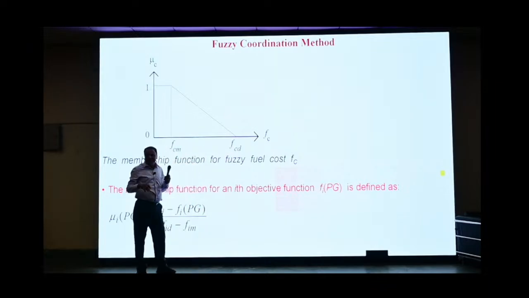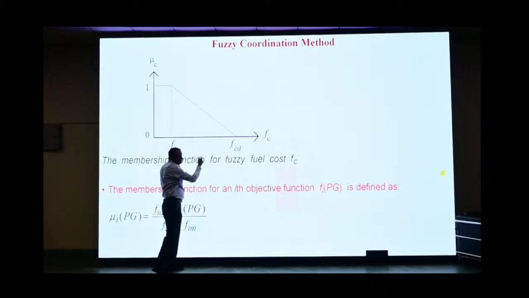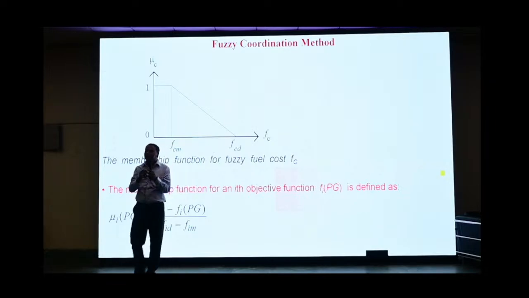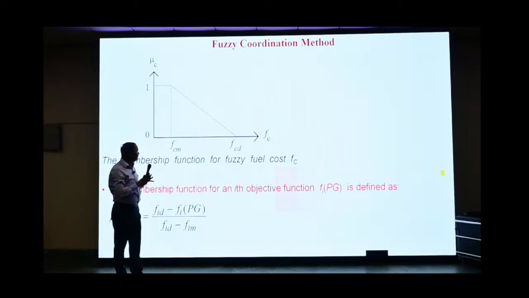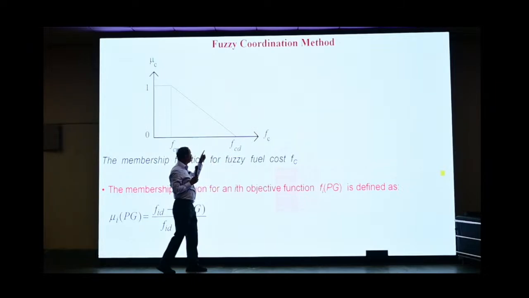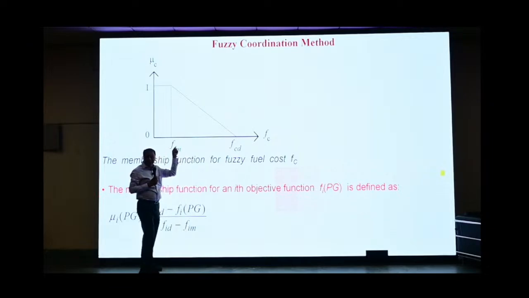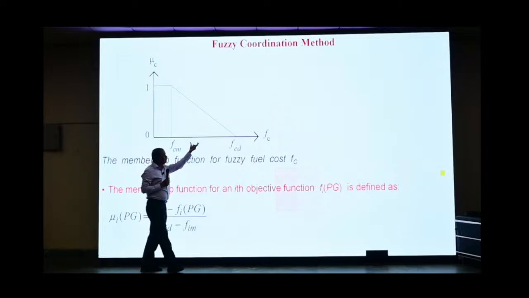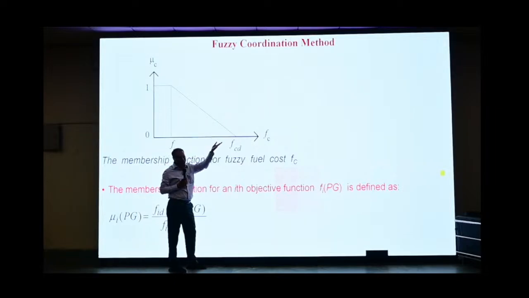So that means your compromising solution will definitely be between. This is the minimum value. This is the maximum. Clear enough? But we don't want the minimum value, because when I am going for the minimum value, the other objective function is getting worse. So I want something in between for the second objective also. Understand? This is the membership.